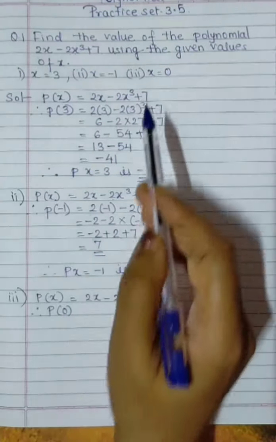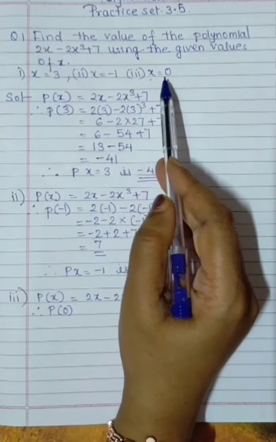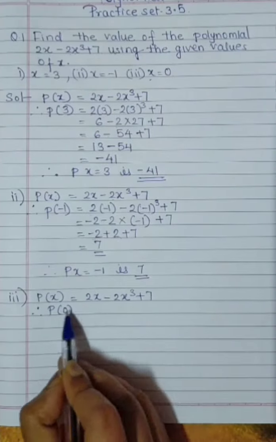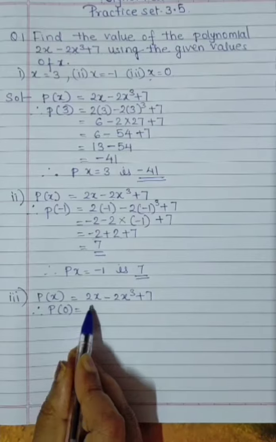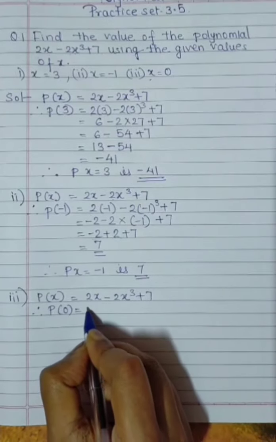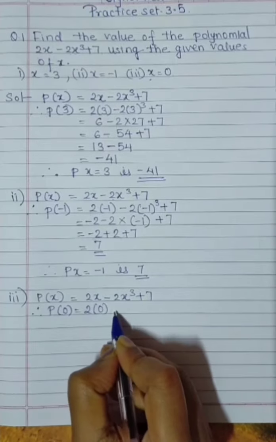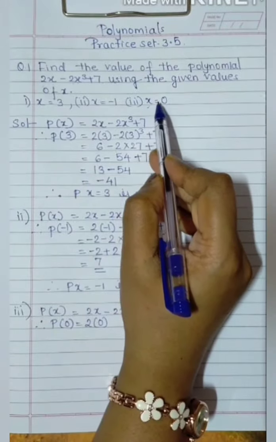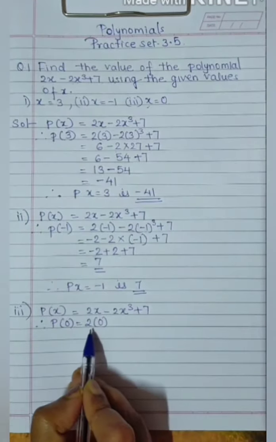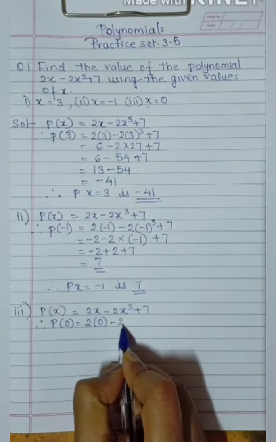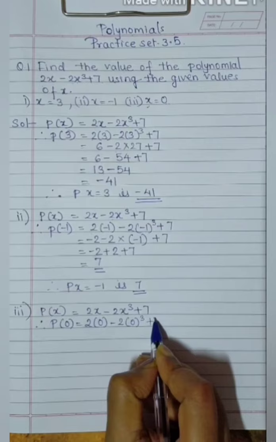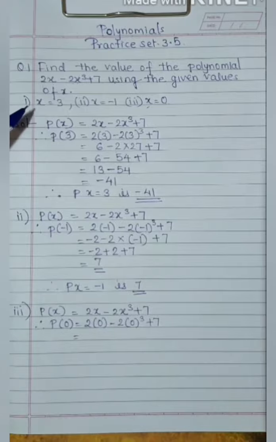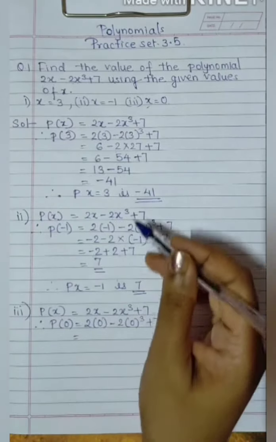Now the next question is what? x is equal to 0. So we have to take the value of x as 0. So here I am writing, or I have already written, the equation. In the place of x, 0. The value of x is given as 0. So we'll write 0 here, minus 2, then again 0 cube plus 7. Okay, I hope you are understanding. It is very easy. We just have to take the value whatever is given and solve this.